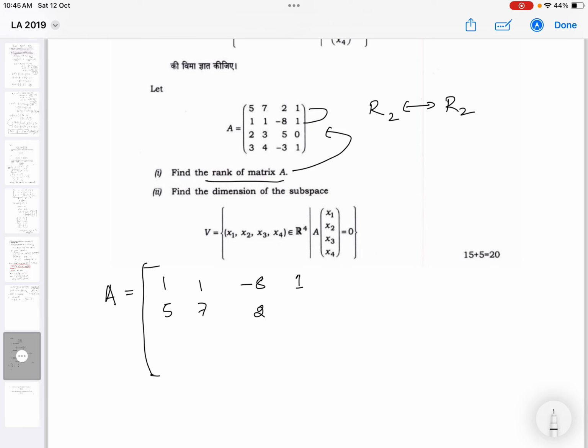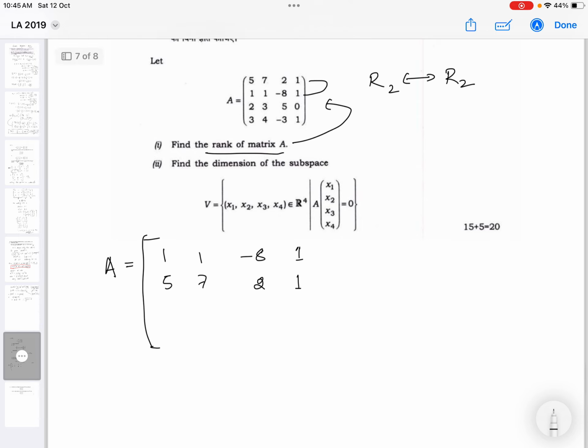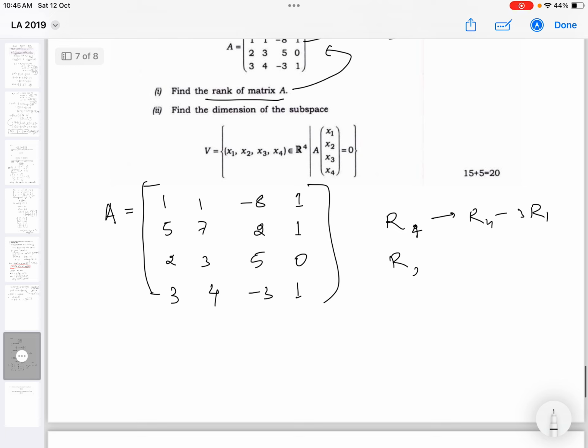5, 7, 2, 1. We have to be careful while copying down elements. Otherwise, many times we tend to do mistakes while copying also. Especially for me. Yes. Now we will be doing manipulations to reduce the elements to 0. R4 को लिखा, R4 minus thrice of R1. R2 को लिखा, R2 minus 5 of R1. R3 को लिखा, R3 minus twice of R1.